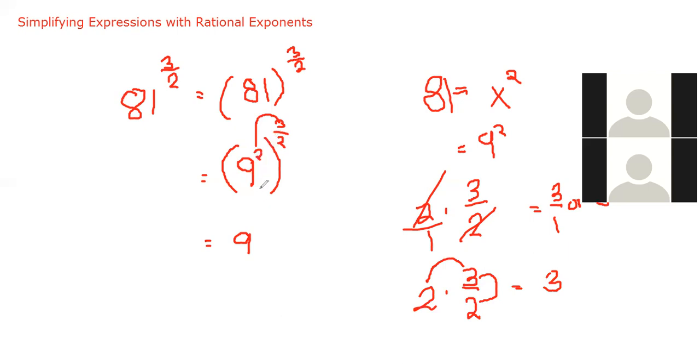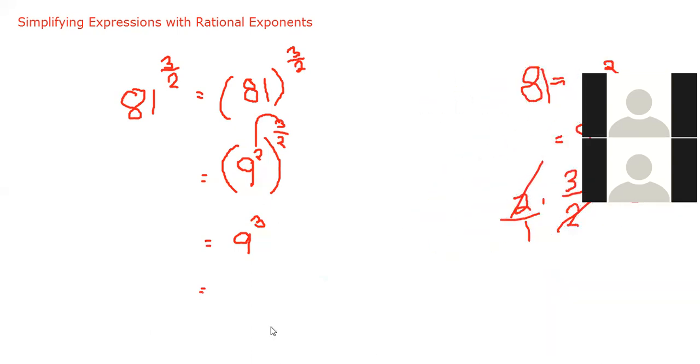So, imbis na 9 raised to 3 over 2, magiging 9 raised to 3 na lang yung ating sagot. Then, what is the simplified form of 9 raised to 3? Kapag in-expand natin yung 9 raised to 3, ano ang magiging sagot? 9 times 9, that is 81. Times 9, what is 81 times 9? That is 729. So, meron tayong 729.